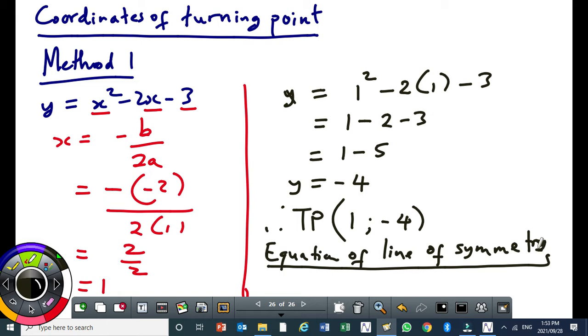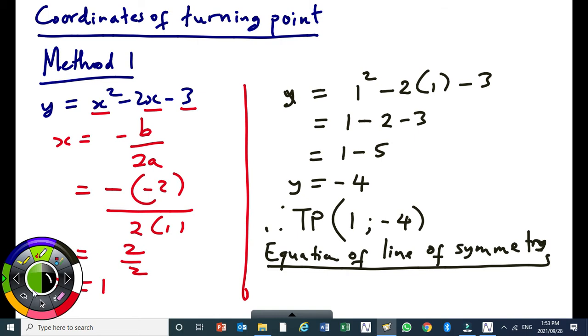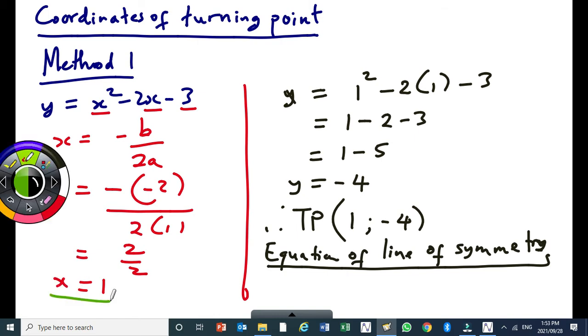Right? That equation is going to be based on this value here. This equation here, x equal to 1, that's the equation of our line of symmetry. The x value at the turning point gives you the x value along the line of symmetry. So I now have all my information.